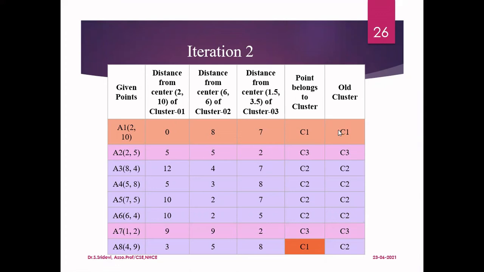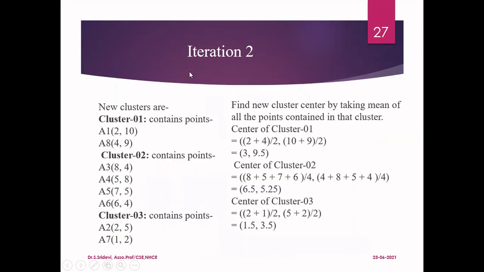So now what is the change here? Out of the 8 points, there is no change in the first 7 points. Only the last point is changed. Initially, old cluster is C2, but now it is part of the cluster C1. So the point is moving from cluster C2 to cluster C1. So this is the end of the iteration. So now you can write the new clusters.